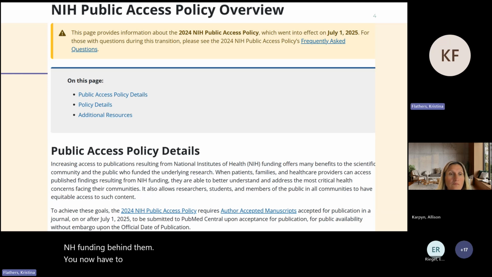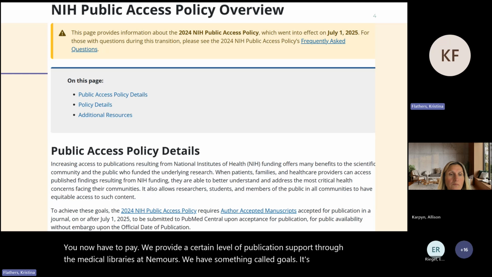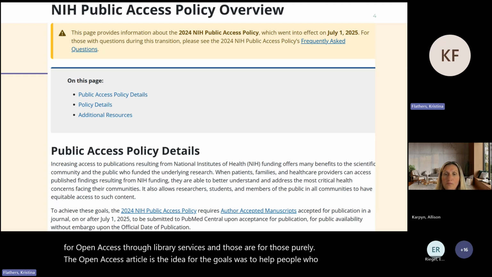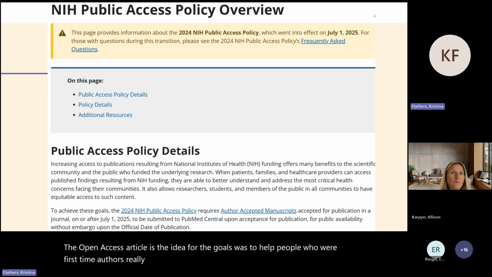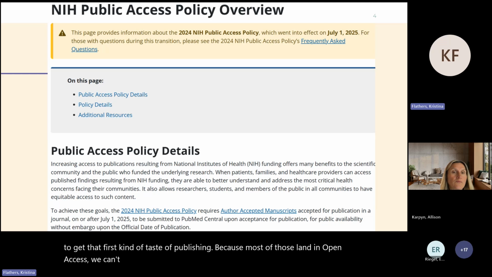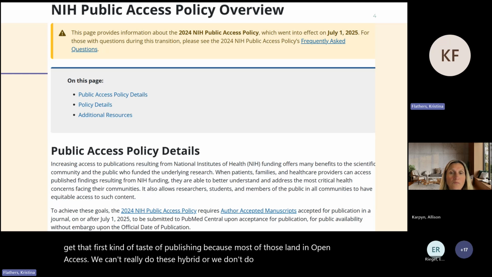We provide a certain level of publication support through the medical libraries at Nemours. We have something called GOALS. It's grants for open access through library services. And those are for those purely open access articles. The idea for the GOALS was to help people who were first-time authors, really early career authors, new postdocs, fellows, residents, to get that first taste of publishing, because most of those land in open access. We can't really do these hybrid, or we don't do the hybrid journals under GOALS.